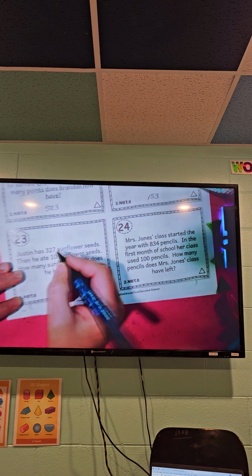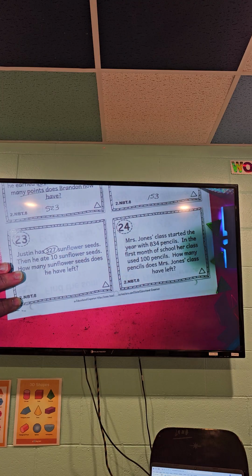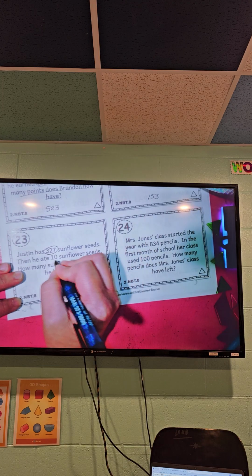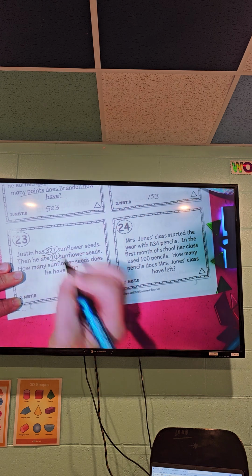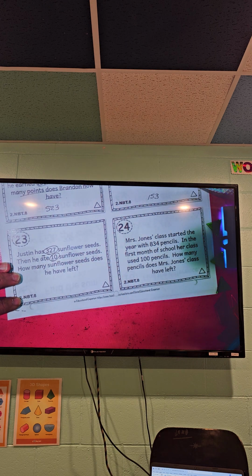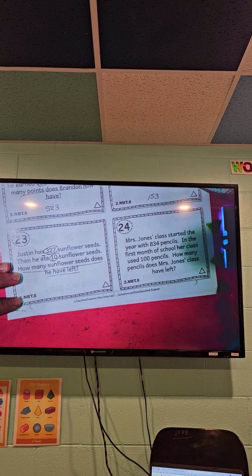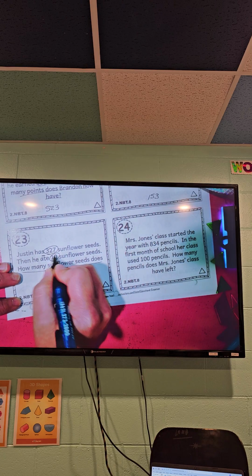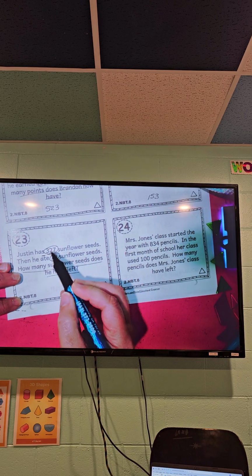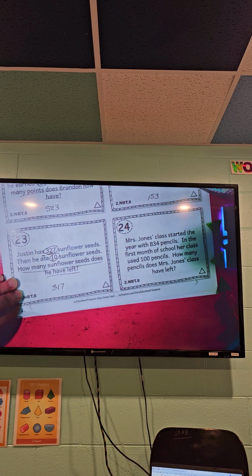Justin has 367 sunflower seeds. Then he ate 10 sunflower seeds. Ate means they're gone, right? So that's subtraction. How many sunflower seeds does he have left? So underline the tens place. 6 decreases by 1, so you get 357.